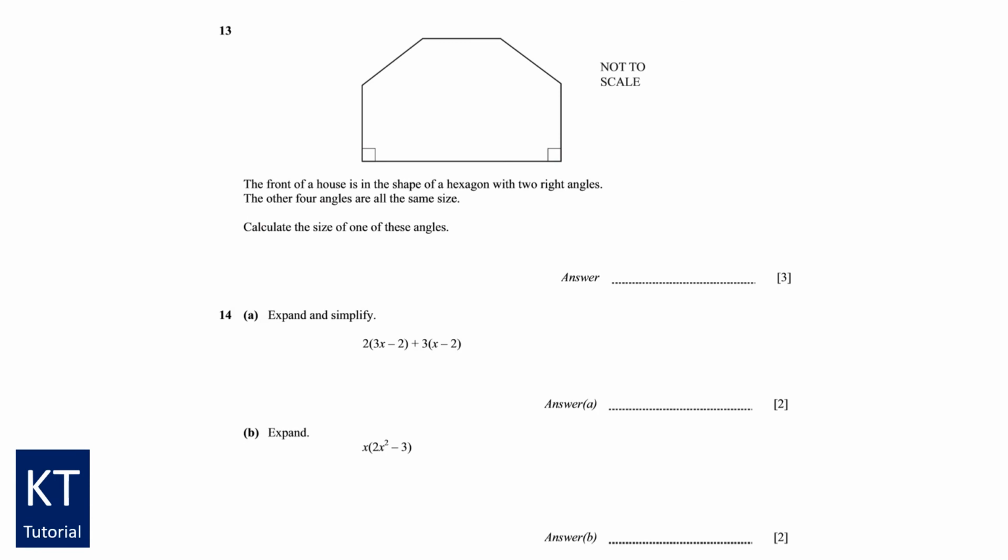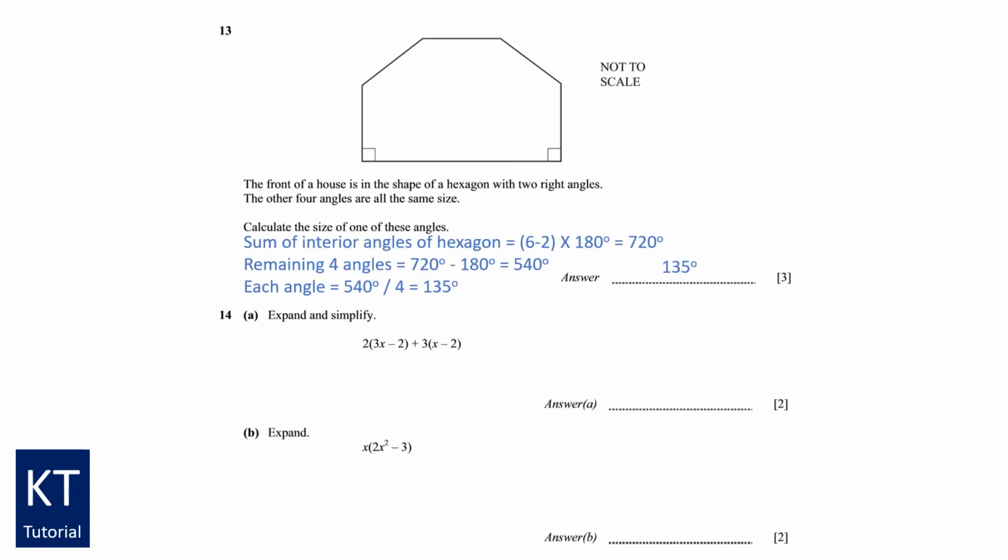Question 13. The front of a house is in the shape of a hexagon with two right angles. The other 4 angles are all the same size. Calculate the size of one of these angles. The sum of interior angles of the hexagon is 4 times 180 degrees, coming to 720 degrees. Therefore, the remaining 4 angles is 720 degrees minus 180 degrees, which comes to 540 degrees. Therefore, each angle is 540 degrees divided by 4.